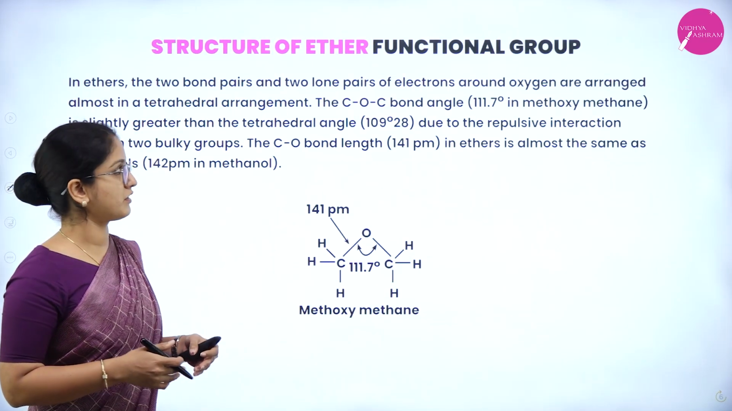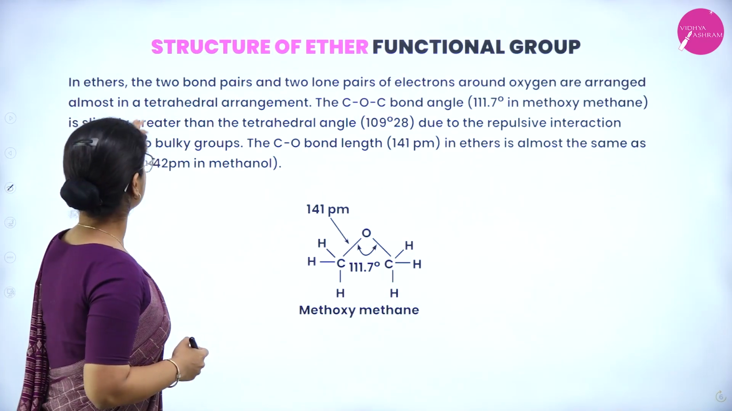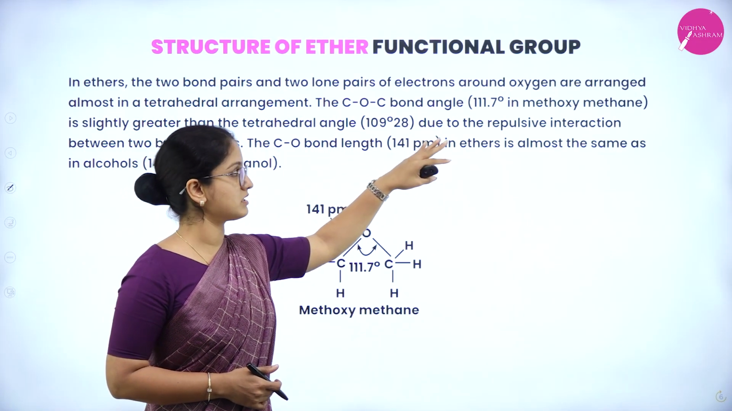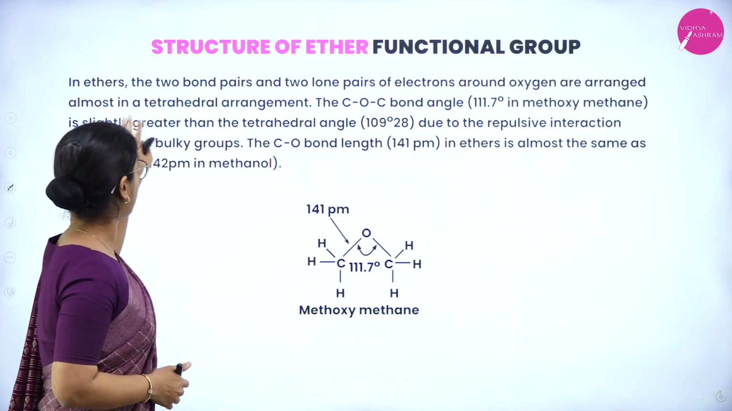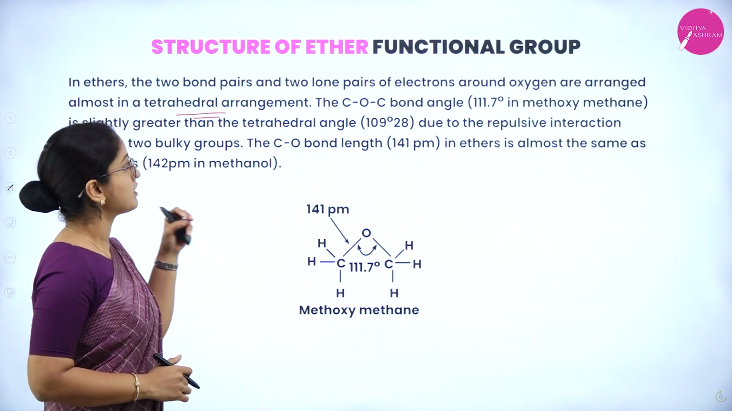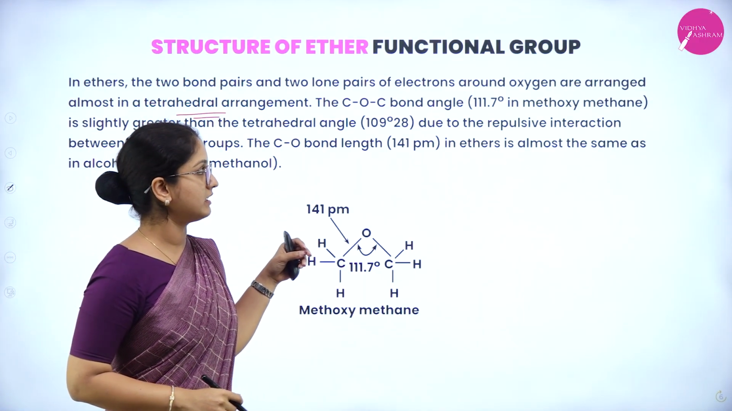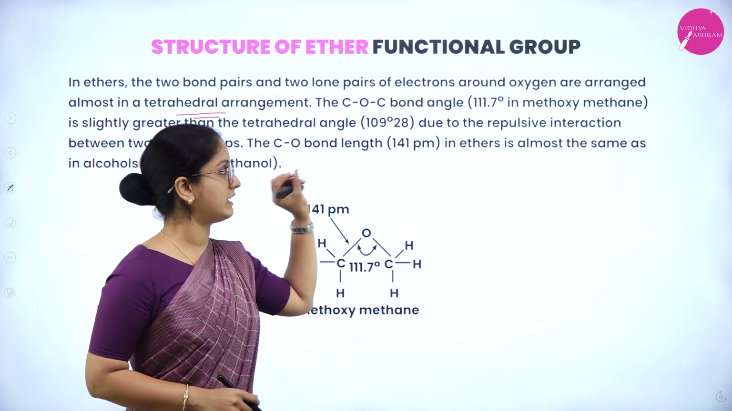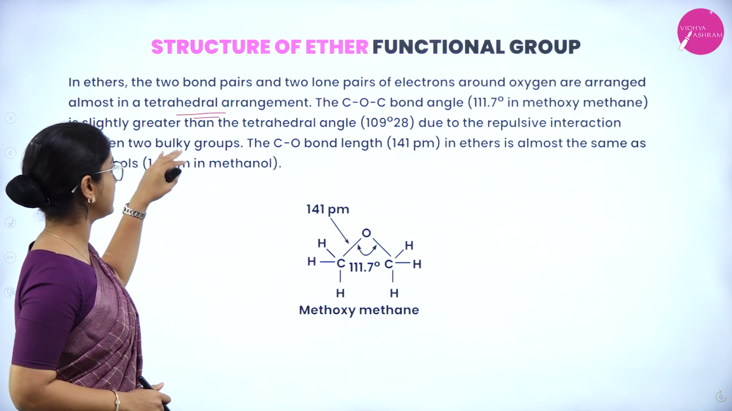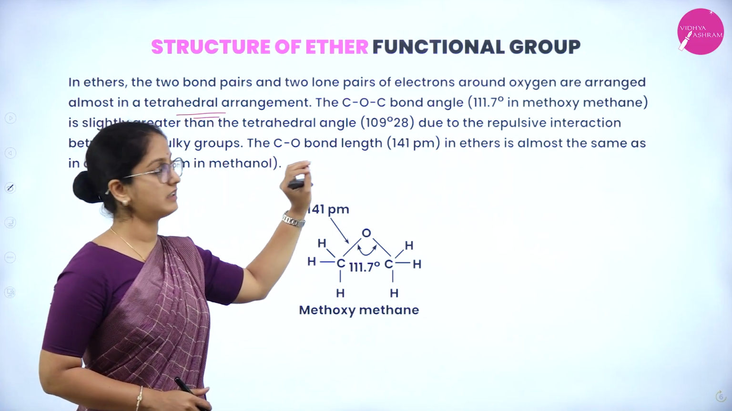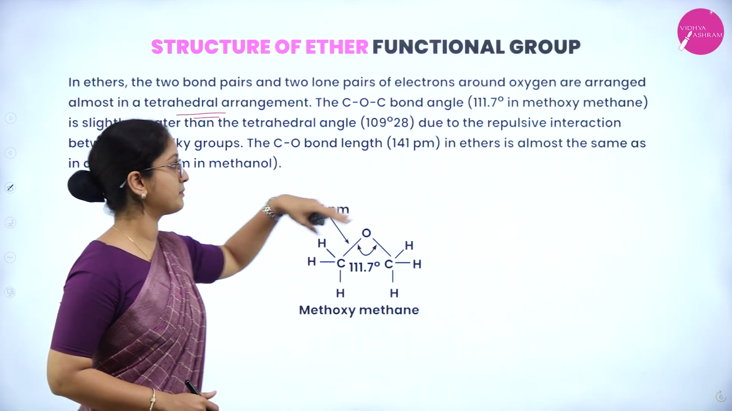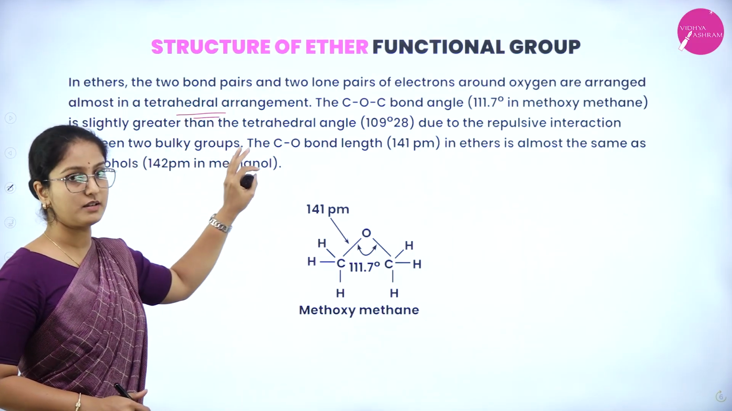So next is structure of ether functional group. So in ethers, two bond pairs and two lone pairs of electrons around oxygen are arranged almost in a tetrahedral arrangement. So the C-O-C bond angle, that is 111.7 degree in methoxymethane, is slightly greater than the tetrahedral angle, that is around 109 degree 28 minutes, due to the repulsive interaction between two bulky groups.